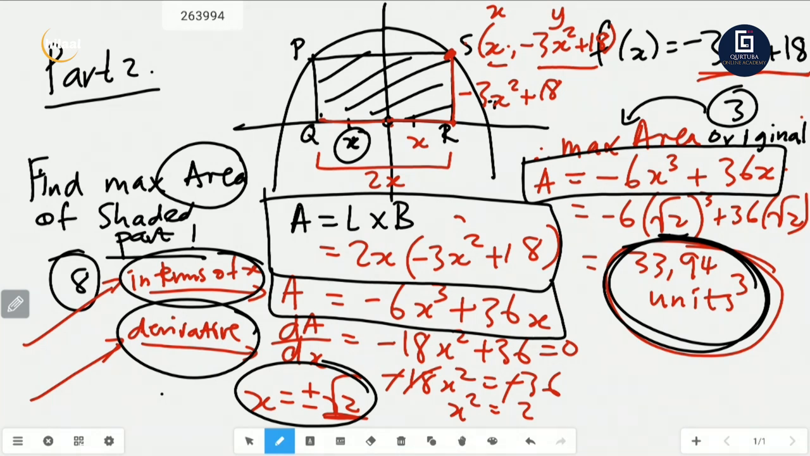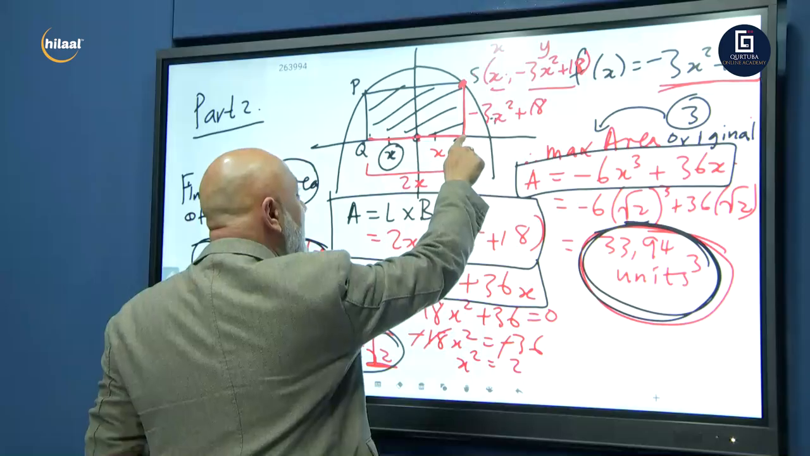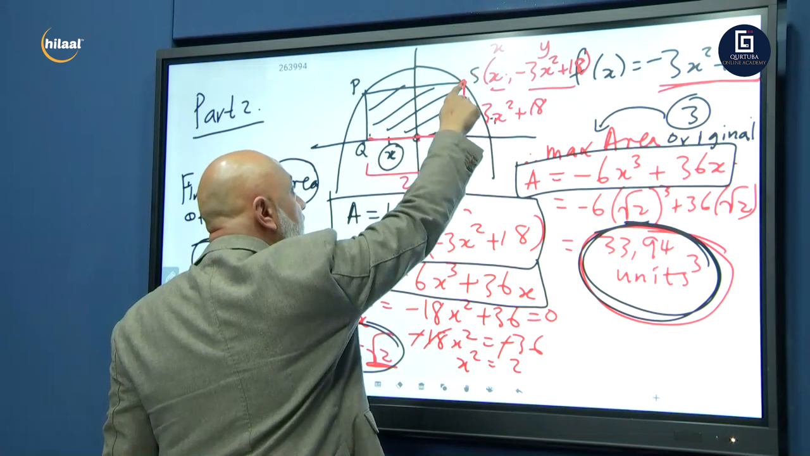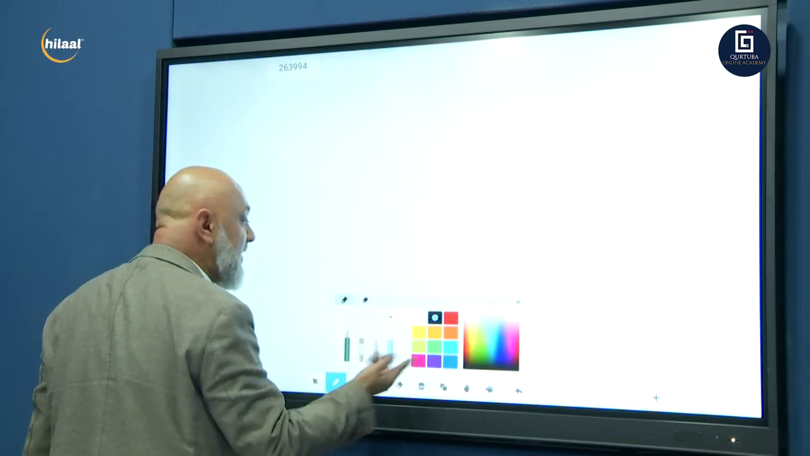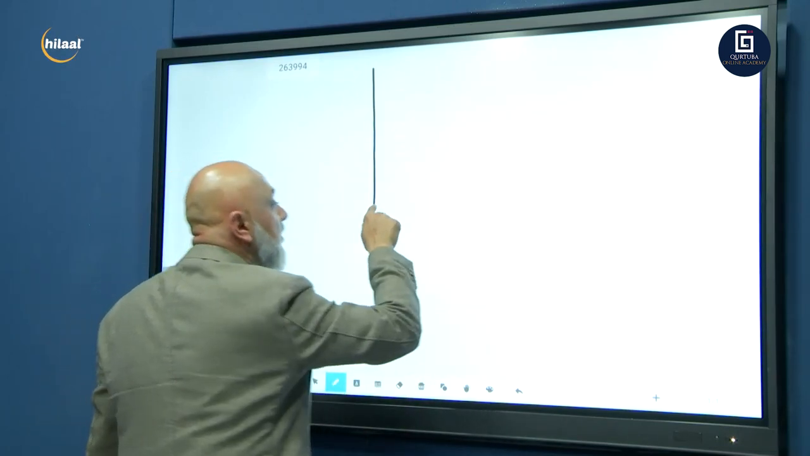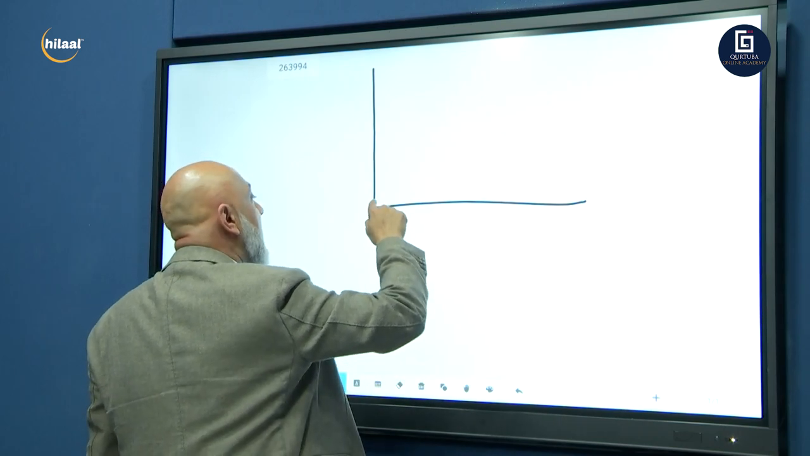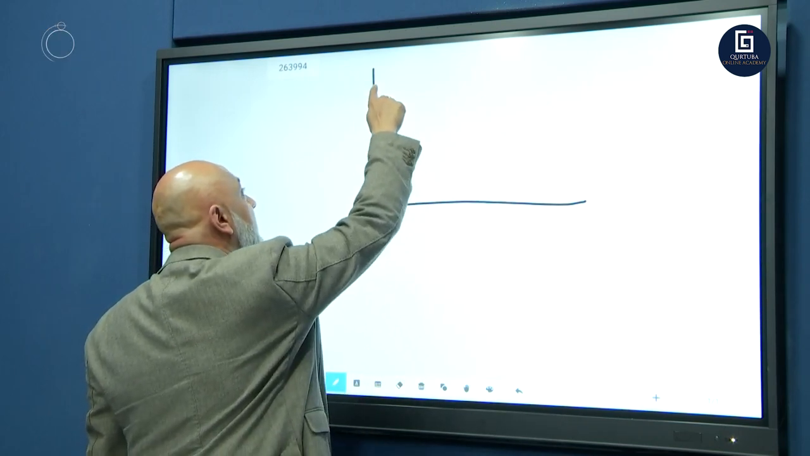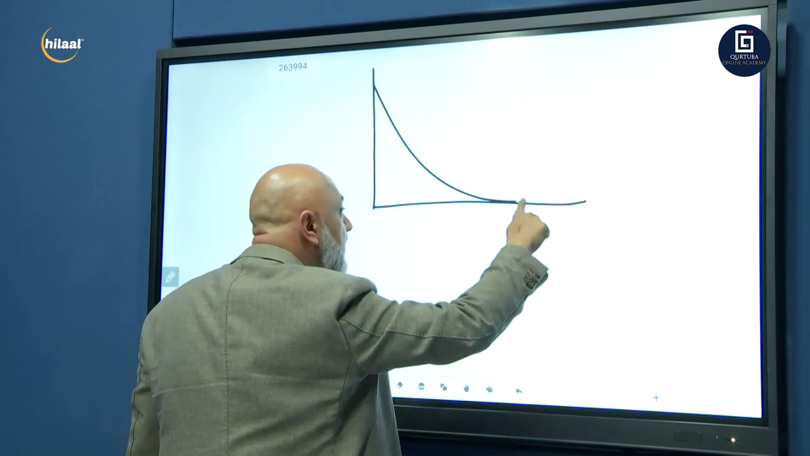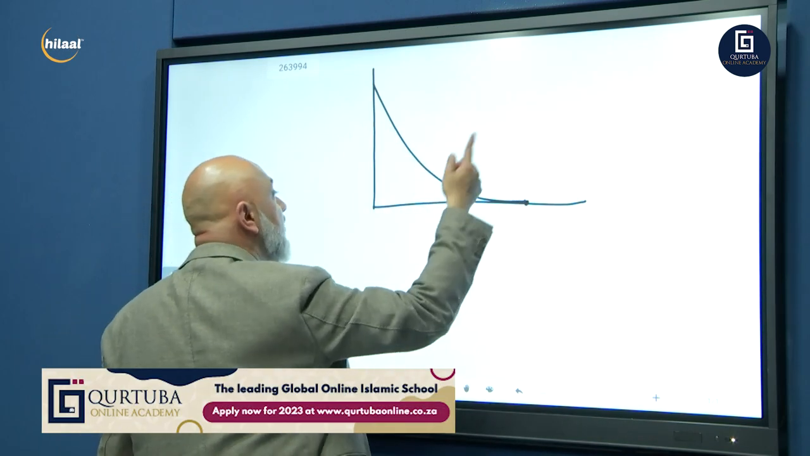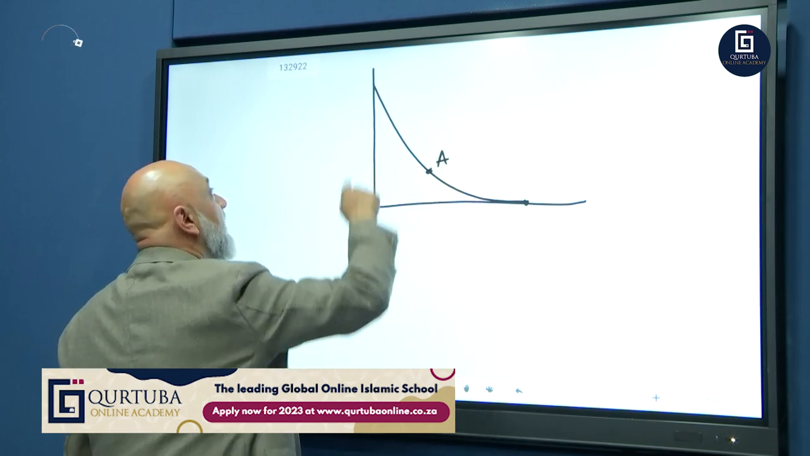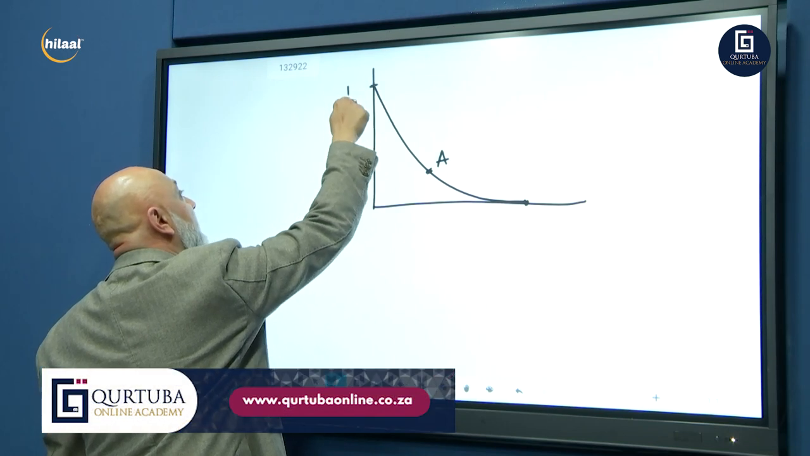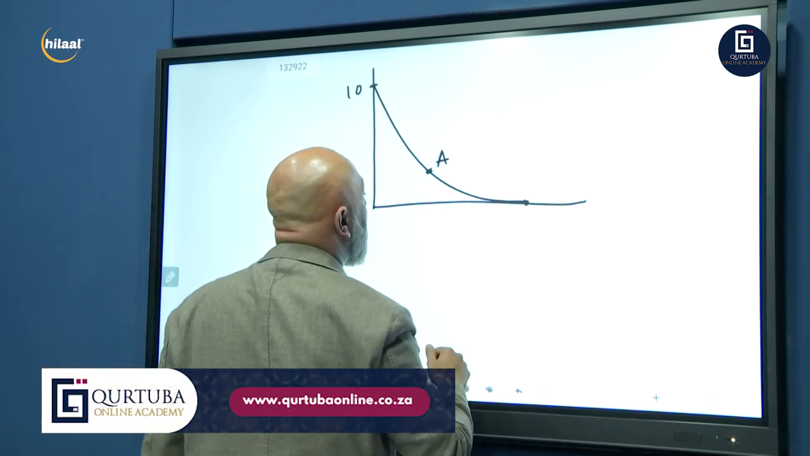Whenever you're given a graph, if they don't give you an x value, you put x. And then when there's a point on the graph, you make it f of x. To explain what I mean, let's do another example. Let's say they gave you a graph that went like this, and this graph was going to cut here. They give you a point here, and that point is A. They tell you that this point here is, say, 10. They don't give you this value here.